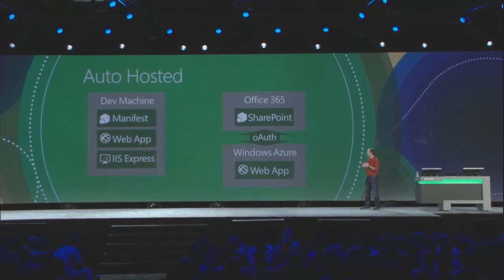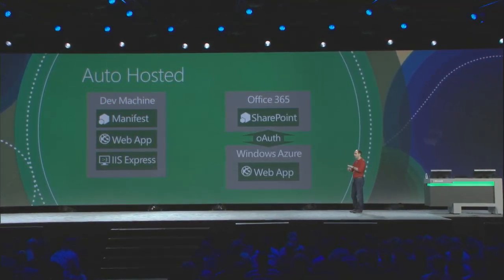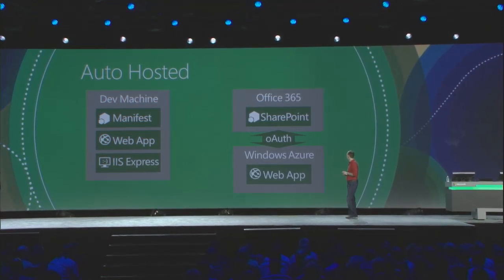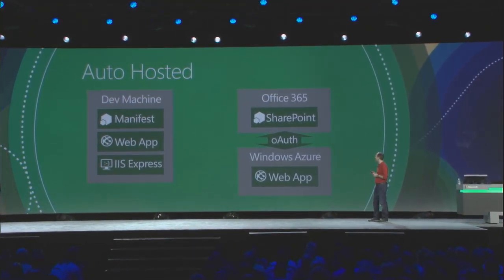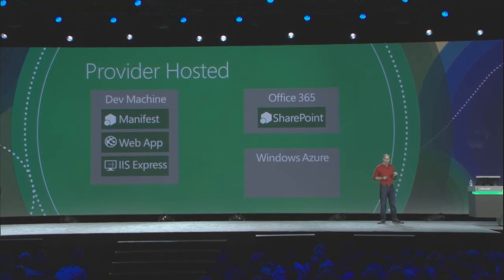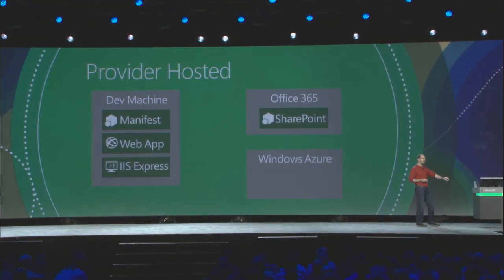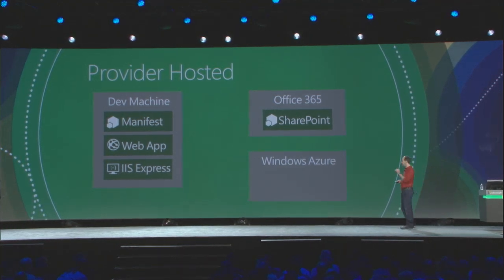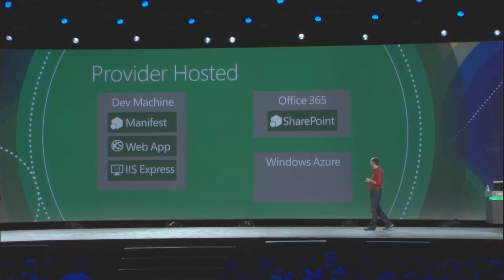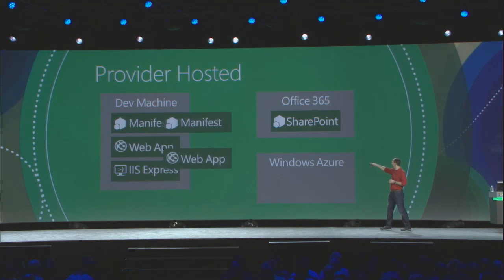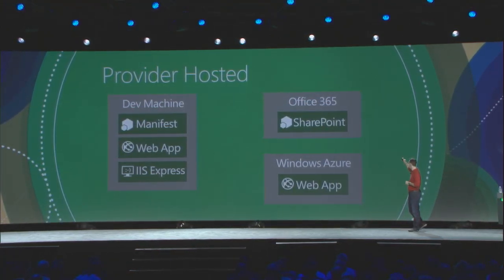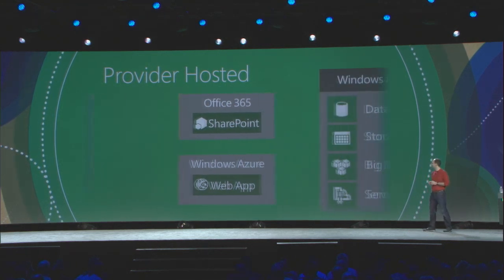So the beauty about the auto-hosted model is I don't have to worry about hosting at all. The system handles it all for me. I don't have to think about any of that. The nice thing about the provider-hosted model, though, is if I want to have the power to actually host the app myself, so I can take full advantage of my hosted environment, you can use this provider model instead. And what you do here is, instead of deploying the app to SharePoint, you just deploy the manifest, and then you can point at the app that's hosted anywhere.